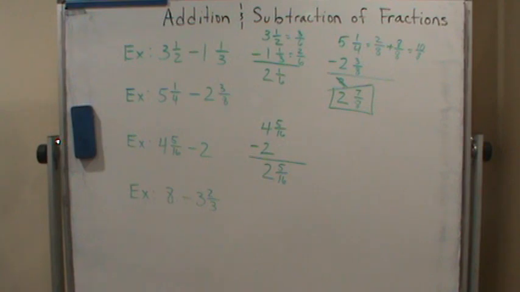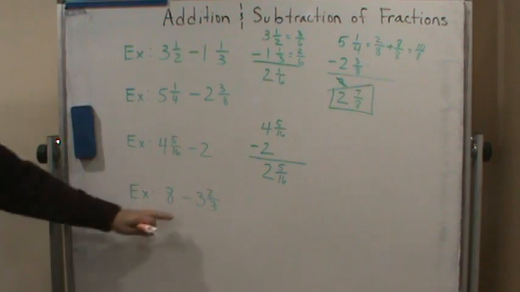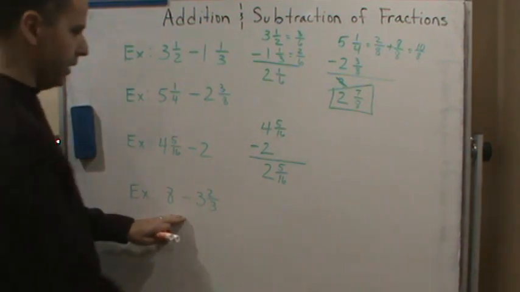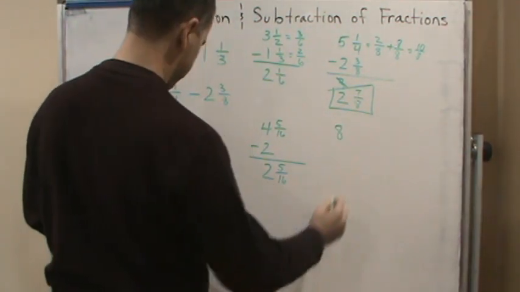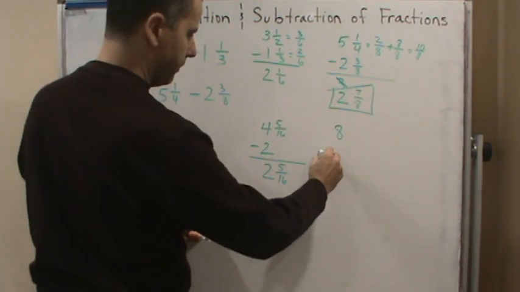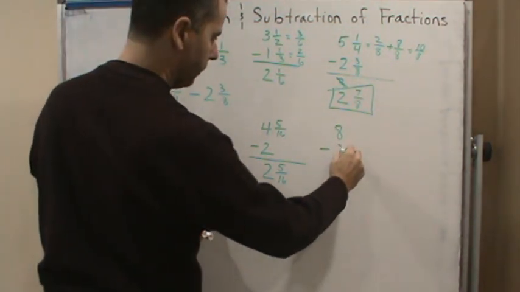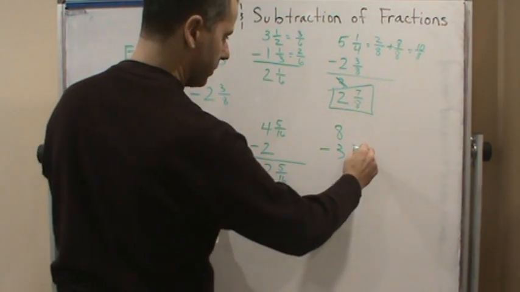Okay, now. Excuse me. So now what about this one? Well, let's set this one up. So this is going to be 8 minus 3 2/3.